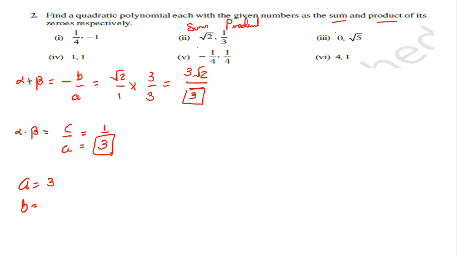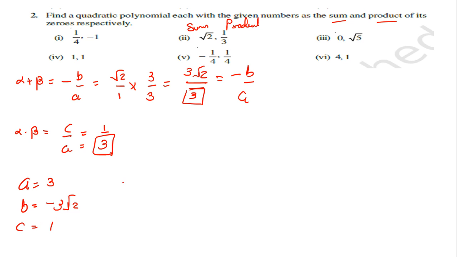No, this is wrong, I haven't written that from my side. How can you forget? This is actually nothing but minus b by a. So minus b is equal to these things. But here we want b, so don't forget to change the sign, otherwise your answer will be wrong. So minus 3 root 2 you will get here, and c is equal to, that is so easy, that is 1.